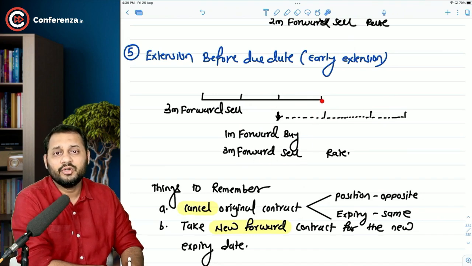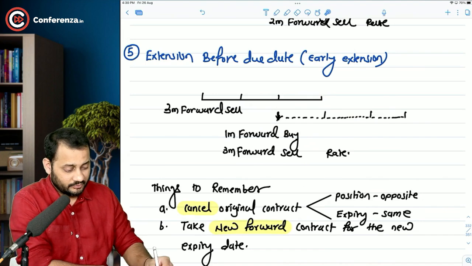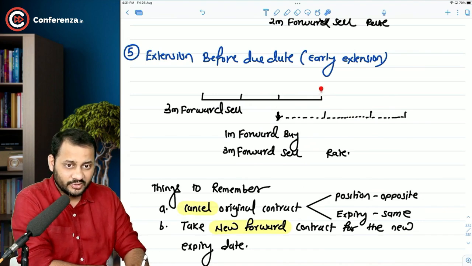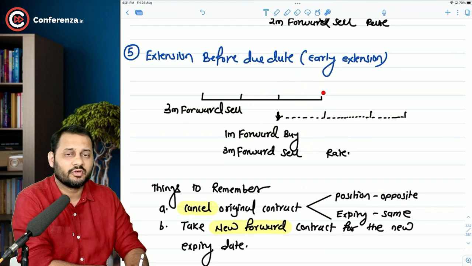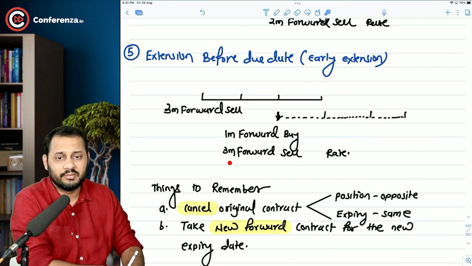The question might ask you an extension of 2 months, but it is an extension of 2 months from the due date, not the date where you are standing. So 2 months from the due date plus 1 month which is still away will make it a 3-month forward sell contract. So you will enter into again the same transaction.